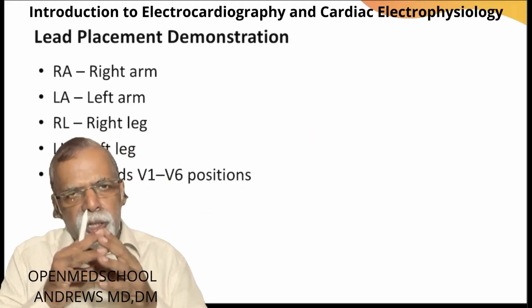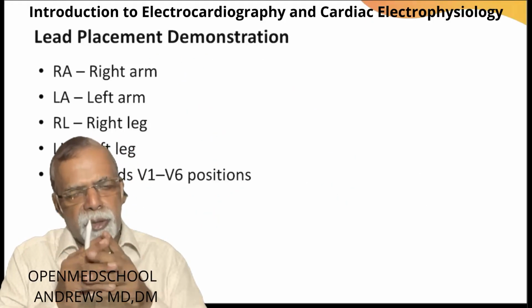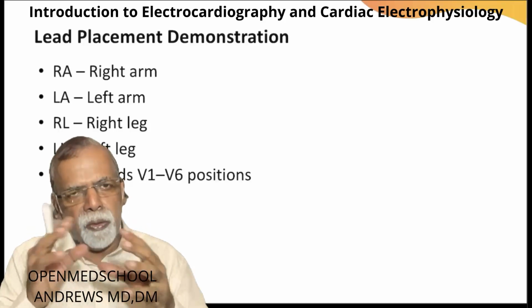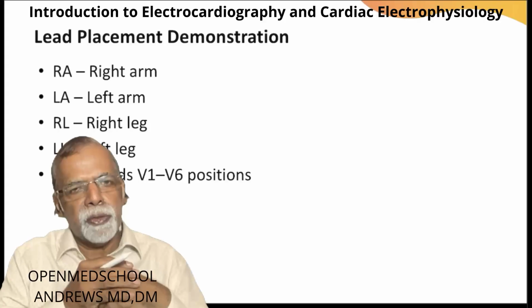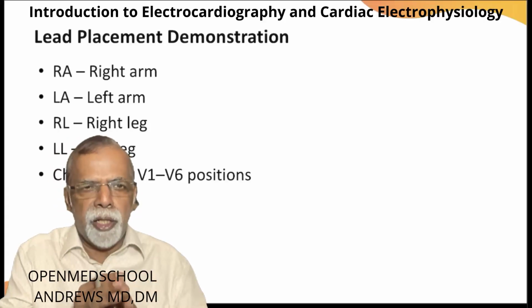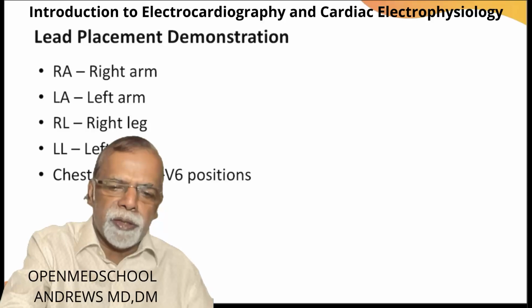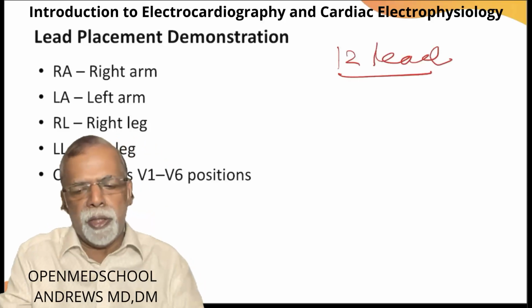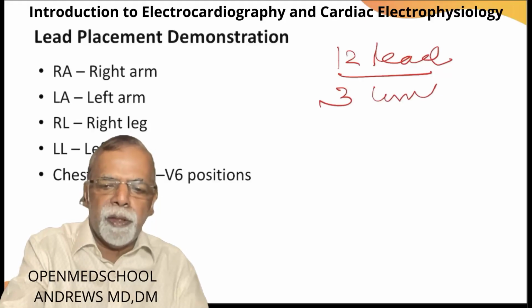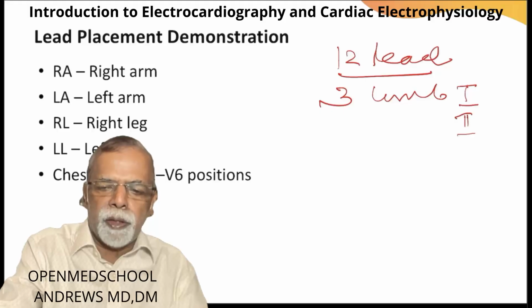Now we will be looking into the lead placement. Leads are the surface electrodes. For the recordings, the electrodes which are used are called the leads. Basically, a normal ECG has got 12 leads. That is why this ECG is called 12 lead electrocardiogram. 3 are from limbs. They are called 3 limb leads, named as 1, 2, and 3.